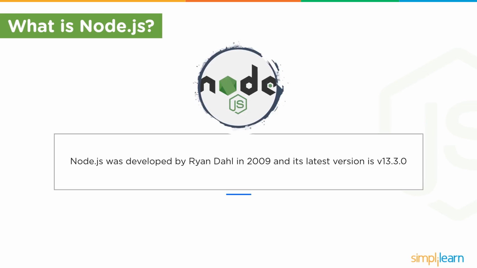So a bit of history. Node.js was originally developed by Ryan Dahl back in 2009. The latest version, as of this discussion right now, is version 13.3.0. One of the most popular open source solutions out there, just a ton of people contributing to it.